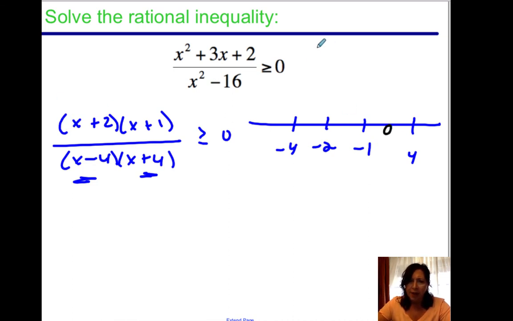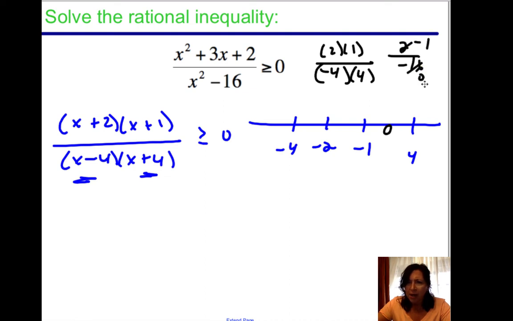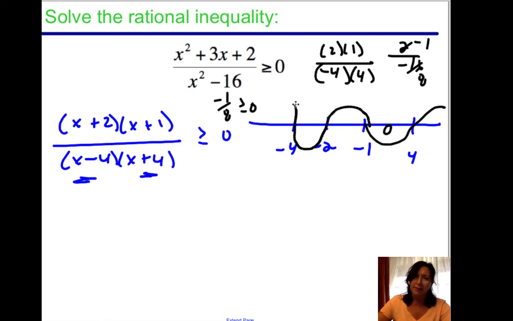So plugging in 0, that's going to give me 2 times 1 over negative 4 times 4. So that's what? 2 over negative 16, which makes negative 1/8. So is negative 1/8 a true statement? Yes or no? Is it greater than? It is not greater than. So if it is not greater than, it is less than. So now we're going to go down like this and go like this. And because there's no even multiplicity, this is just going odd, even, odd, going through, like that.